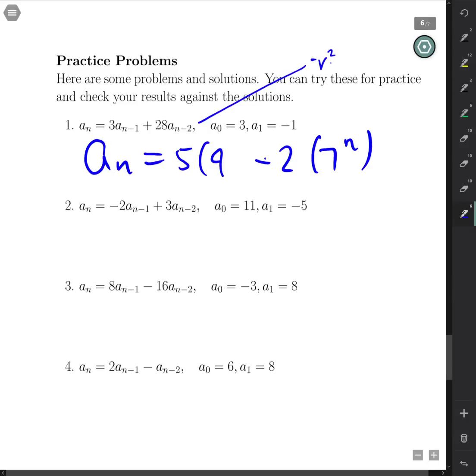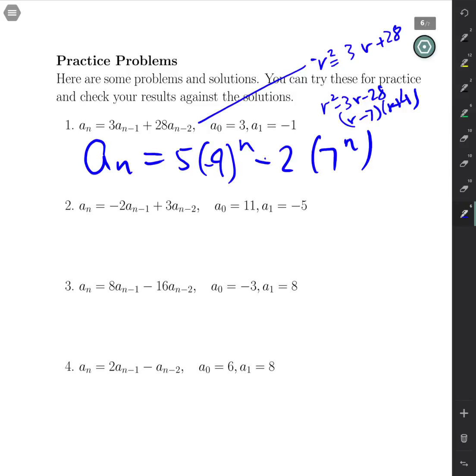R squared equals 3r plus 28 gives us r squared minus 3r minus 28, which is r minus 7 times r plus 4. So it's going to be a minus 4 there, like so, and I hope I've got it right. Let's check it out.